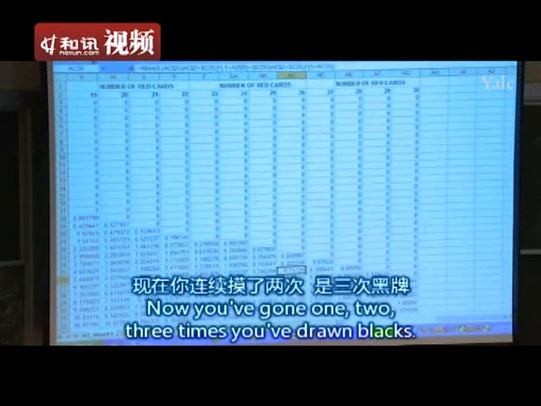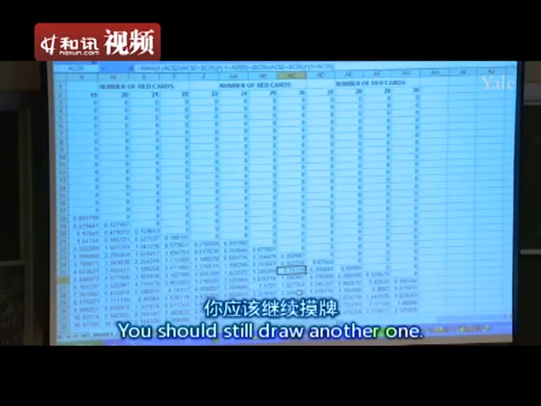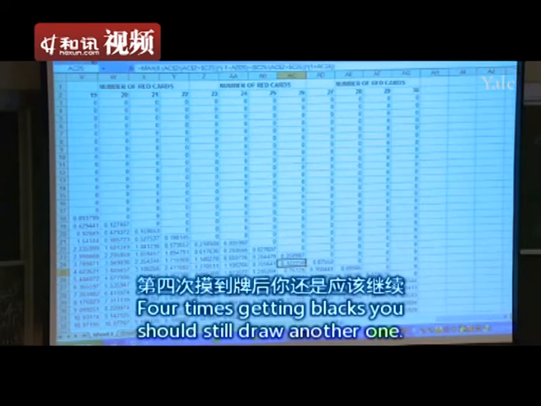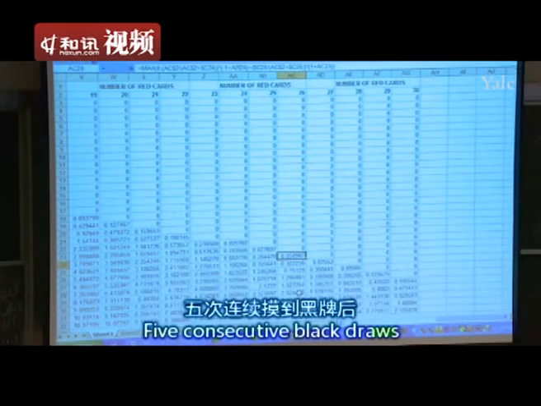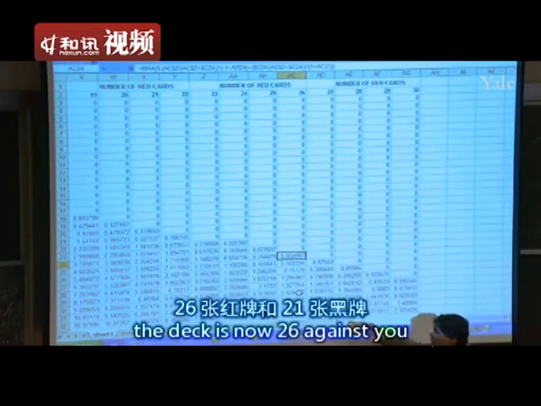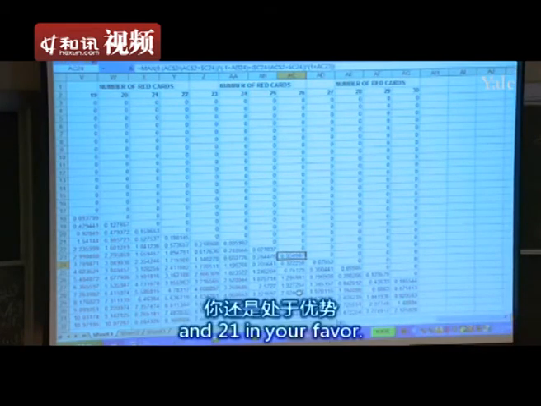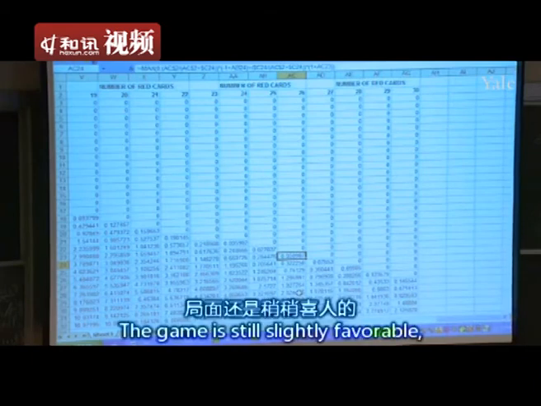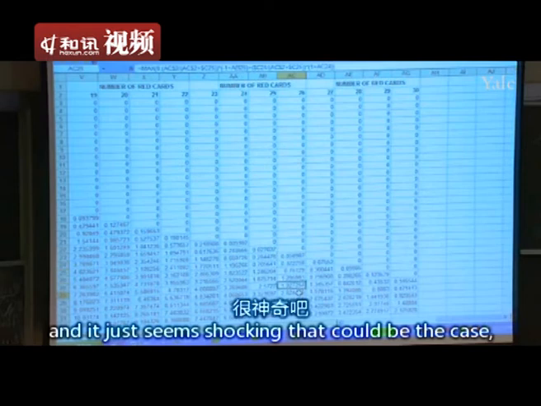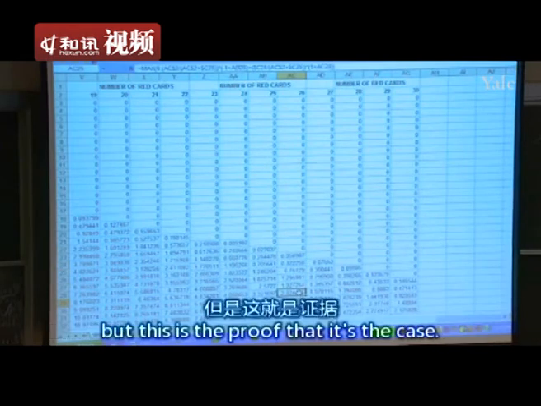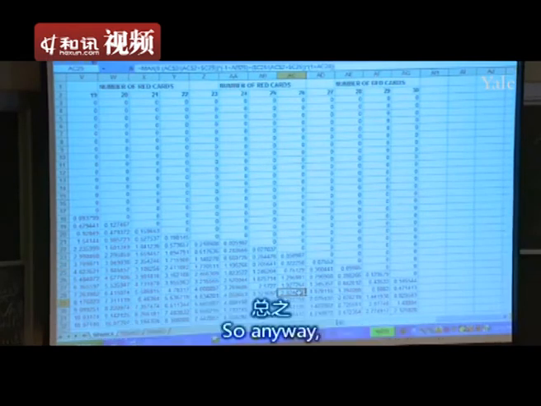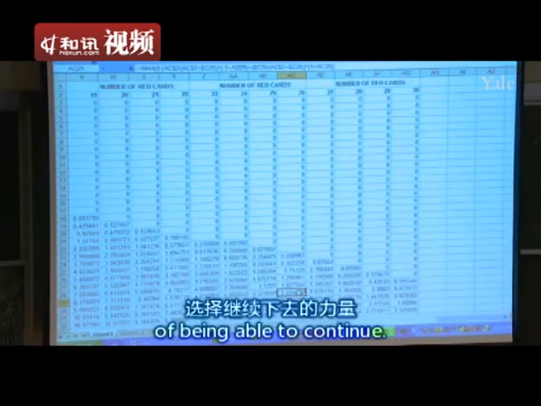Now you've drawn blacks 1, 2, 3 times. You should still draw another one. 4 times getting blacks. You should still draw another one. 5 consecutive black draws. The deck is now 26 against you and 21 in your favor. You should draw again. The game is still slightly favorable. And it just seems shocking that could be the case. But this is the proof that it's the case. So anyway, that illustrates the power of the option of being able to continue.